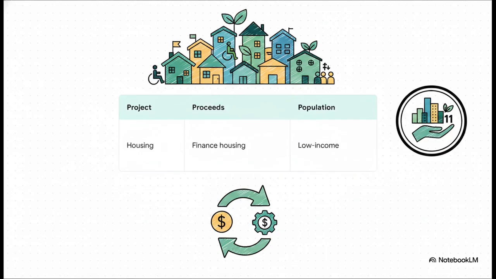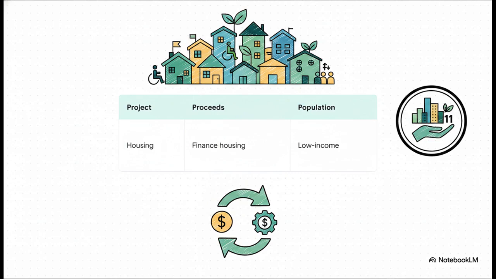Notice the targeted use of proceeds detailed in this table. It finances the construction and preservation of affordable housing primarily for low and moderate income populations, and that includes veterans, people with disabilities, and those experiencing homelessness. What's super notable here is how this maps directly to UN Sustainable Development Goal 11, which aims to make cities inclusive, safe, resilient, and sustainable. When an investor buys this bond, they are injecting capital directly into solving a specific, measurable societal challenge while still earning a fixed return.